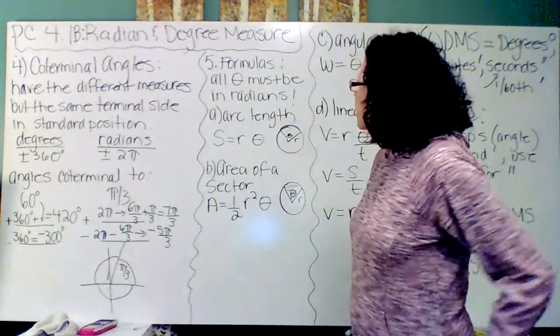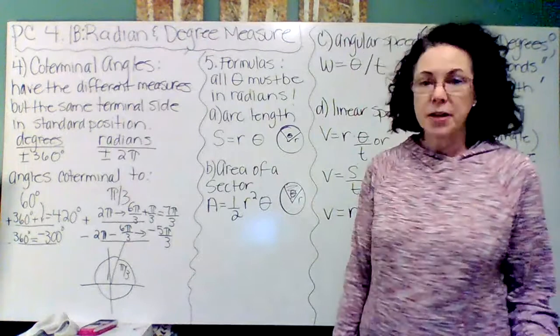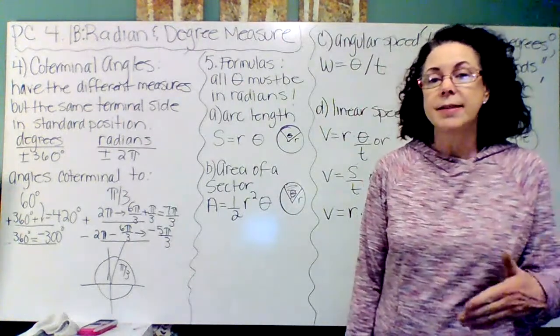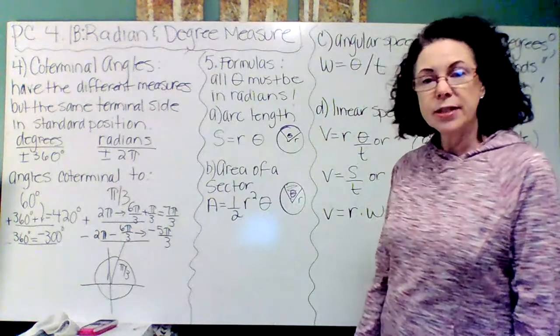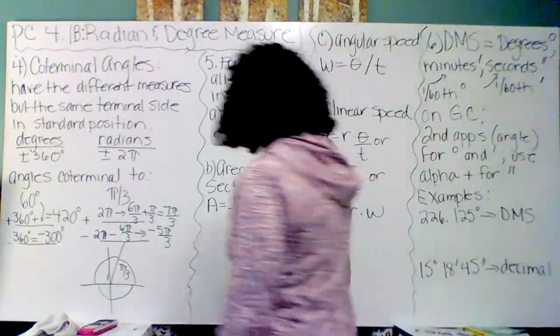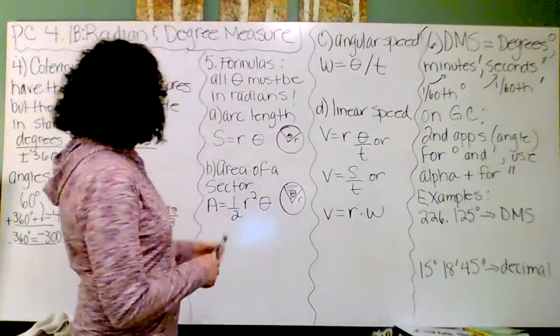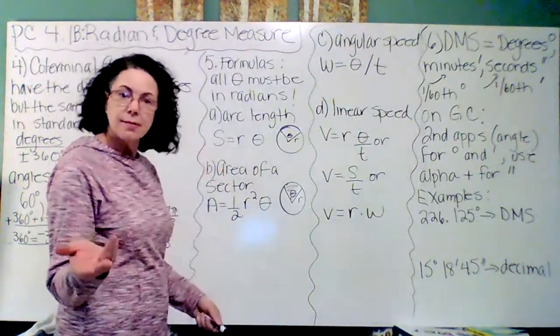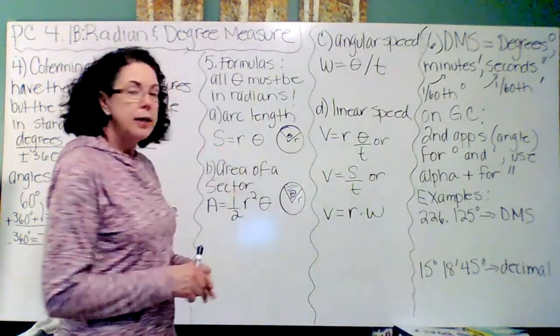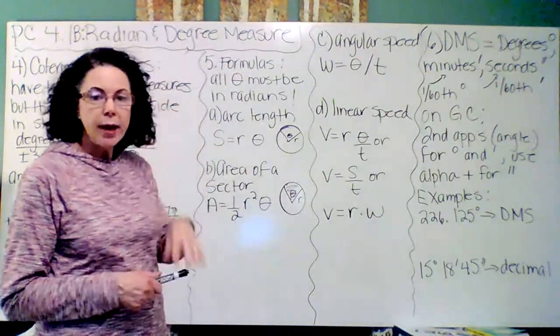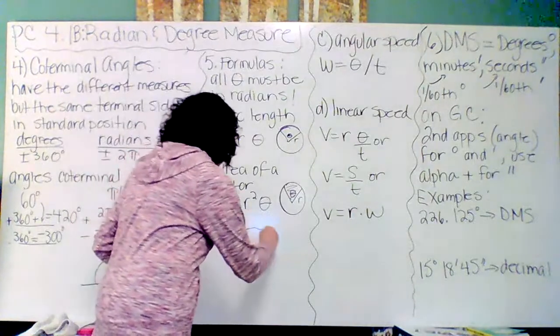So all the theta, all the angle measures must be in radians. That's what makes these formulas so easy. So arc length, they use an S for arc length, which I think is kind of cool because there's 2 arcs in an S, right? And the arc length equals the radius times theta. Now that seems pretty easy, okay? Let's look down here. Why is that true?